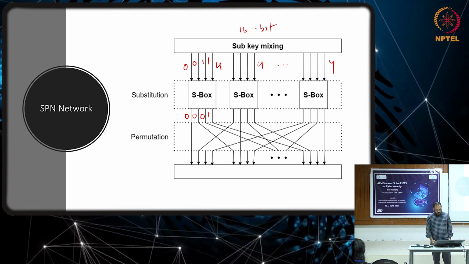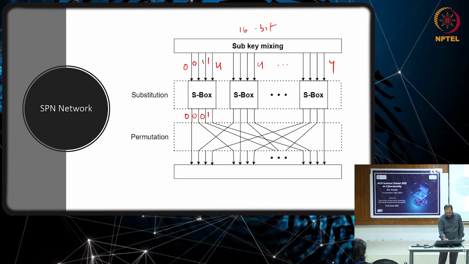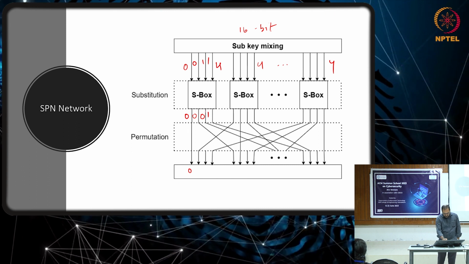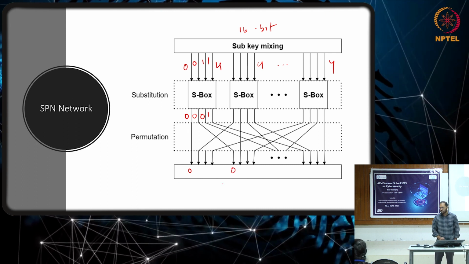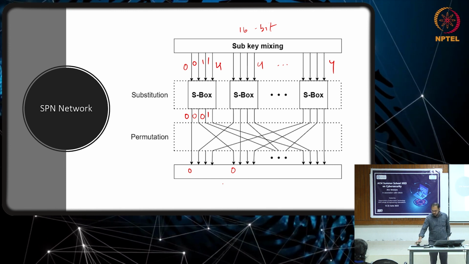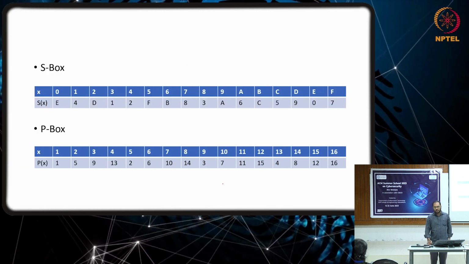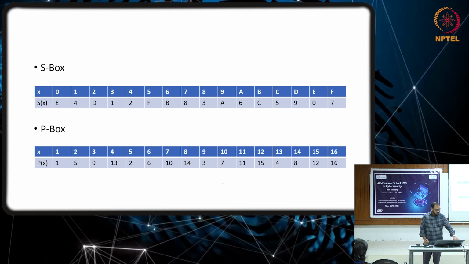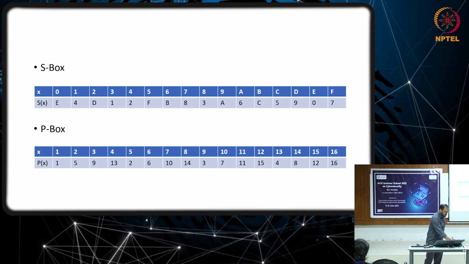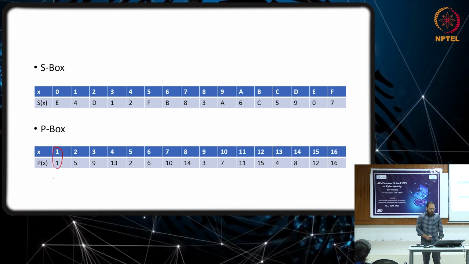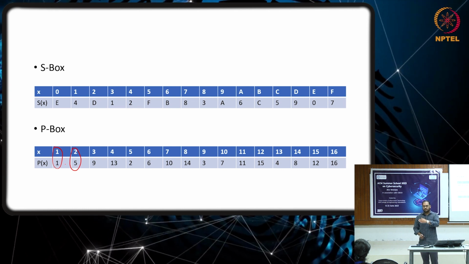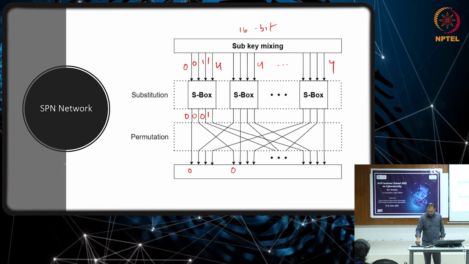Now what we are doing in this permutation layer, this 0 is coming here directly. This 0 is coming to this 5th position. Its position is shifted from 2nd to 5th. You can see this in the P box table. The first bit will remain at its position, first is a 1 to 1 mapping. The second bit will go to the 5th position. That's what's happening here.